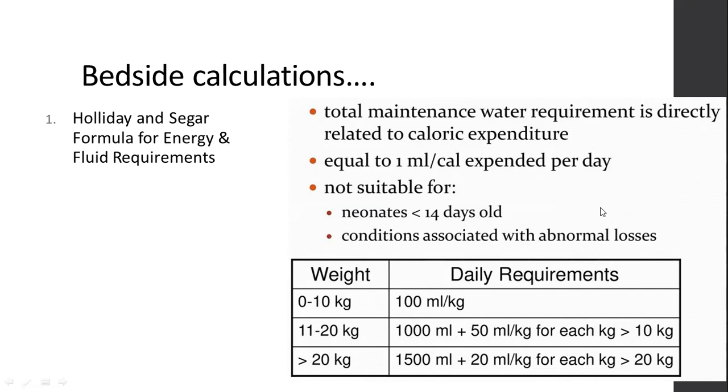So 0 to 10 kg of weight, if that is the child's weight, then 100 ml per kg. Above 11 to 20 kg is the child's weight: 1000 ml, 1 liter, plus 50 ml per kg for each kg above 10. And if the child's weight is more than 20 kg, 1500 ml plus 20 ml per kg for each kg. But this should go only up to 20 kg, not more than that. This is the Holiday and Segar formula for energy requirement.